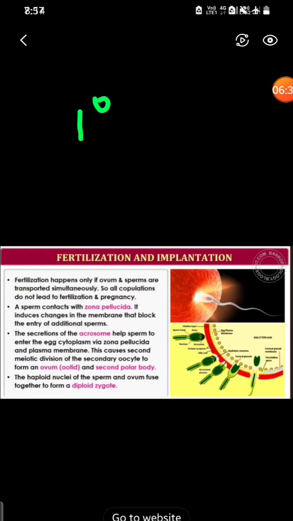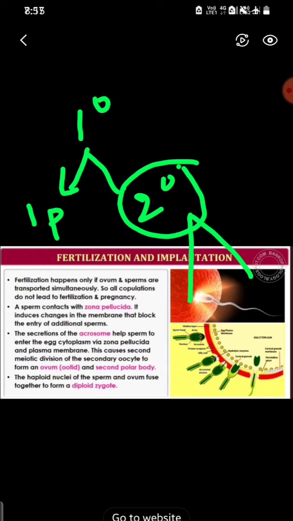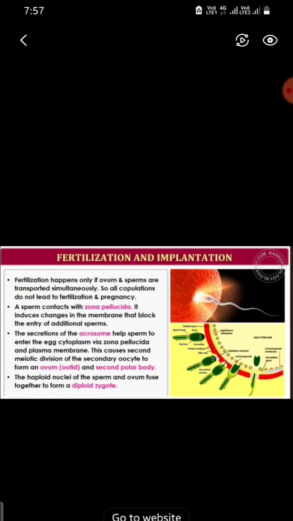The primary oocyte will undergo meiotic division to produce the first polar body, and a secondary oocyte will be produced. The secondary oocyte will undergo the second meiotic division only after fertilization, right? So when fertilization is initiated, meiosis 2 will take place, resulting in the second polar body. So you have to remember, very very important.